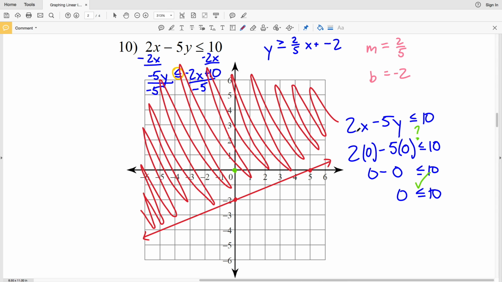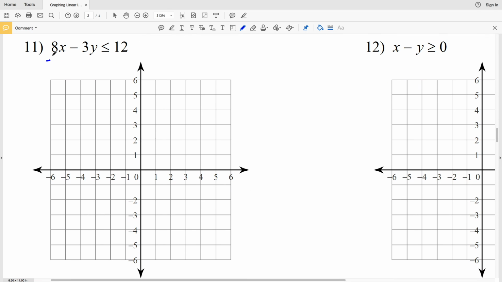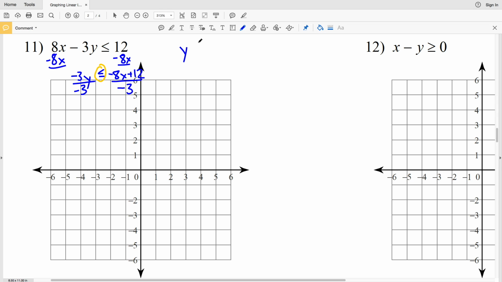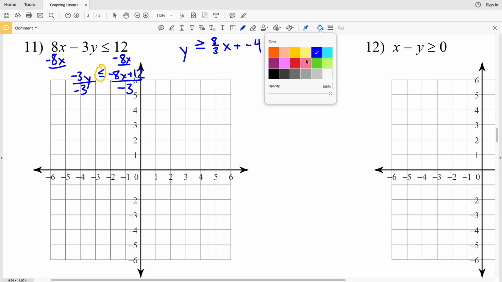Let's move on to number 11. In number 11, I'll subtract 8x from both sides of the inequality to get that negative 3y is less than or equal to negative 8x plus 12. Then I'll divide by negative 3. When I divide by a negative, remember, I'm flipping the inequality. So I'll have y is greater than or equal to negative 8x over negative 3, which is 8/3 x, plus 12 divided by negative 3, which is negative 4. My slope m is going to be positive 8/3, and my y-intercept b is negative 4.